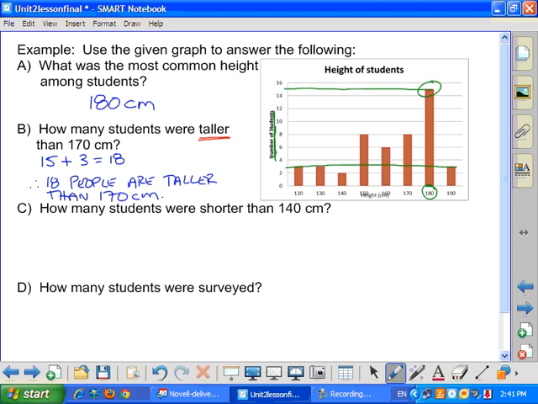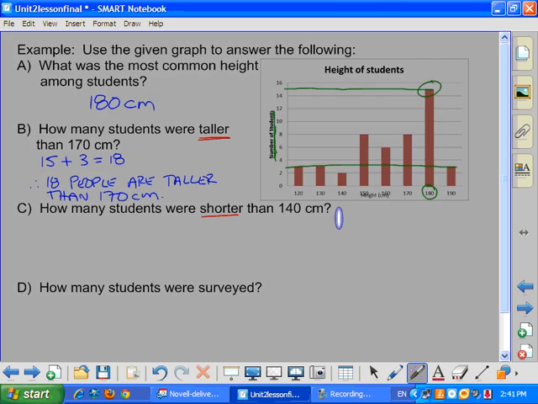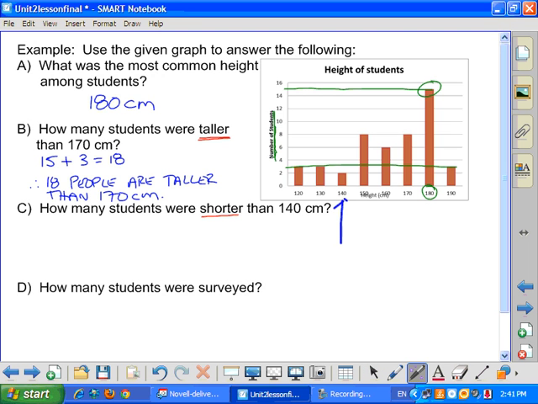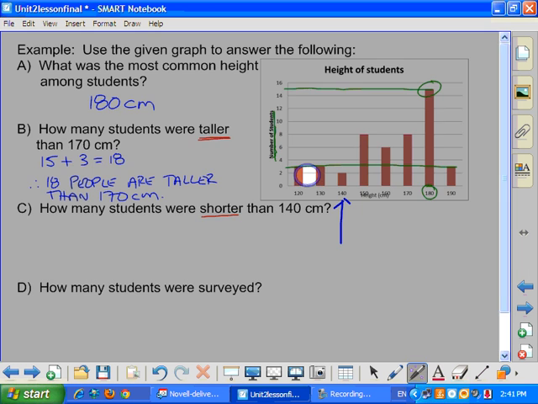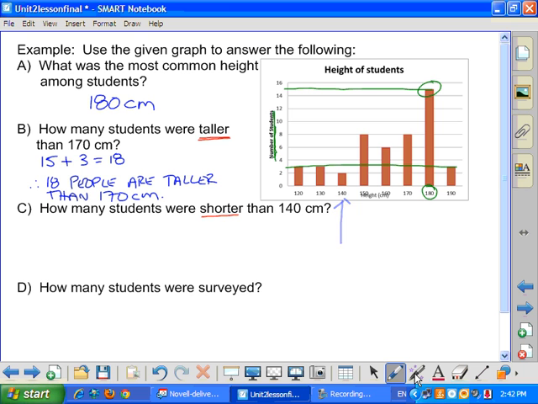All right. How many people were shorter than 140? Here's 140. People shorter are the ones right here, 120 and 130. I know that there are 3 people that said they were 120, and 3 people that said they were 130. So that means there are 6 people shorter than 140.